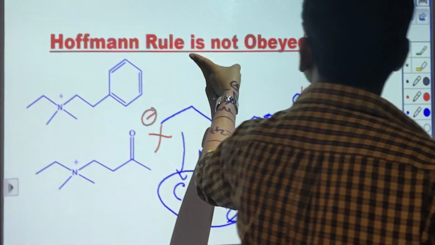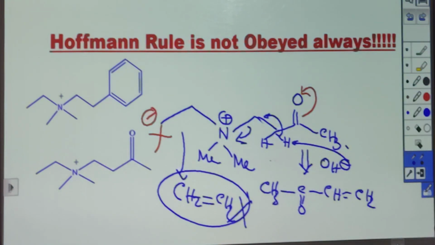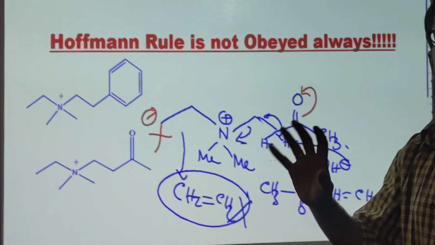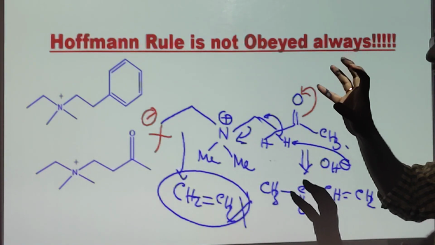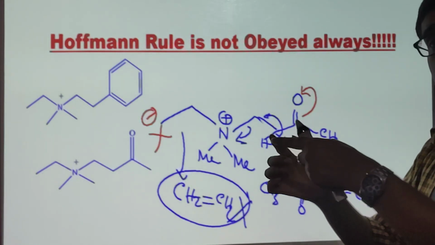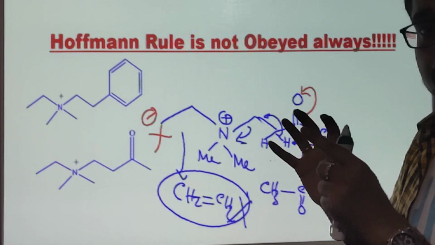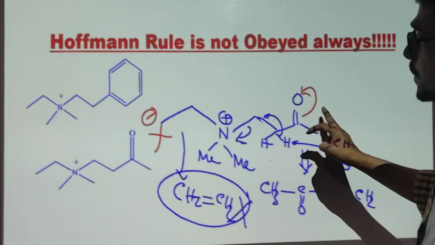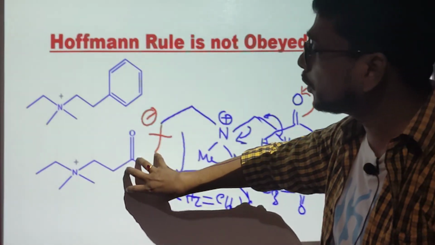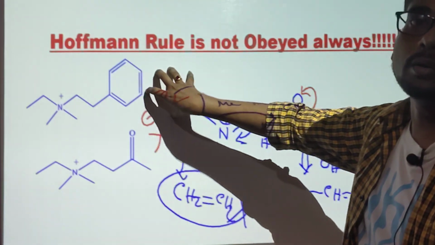So the Hoffmann rule is not always obeyed. We can't just blindly apply the Hoffmann rule to write the product. We need to look carefully at the more acidic hydrogen. That more acidic hydrogen will be grabbed by the base. So in this case also the Hoffmann rule is not obeyed. In this case also not obeyed.